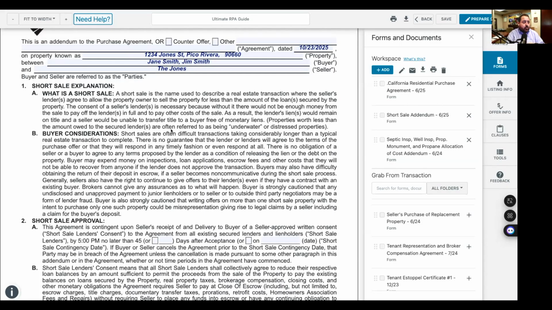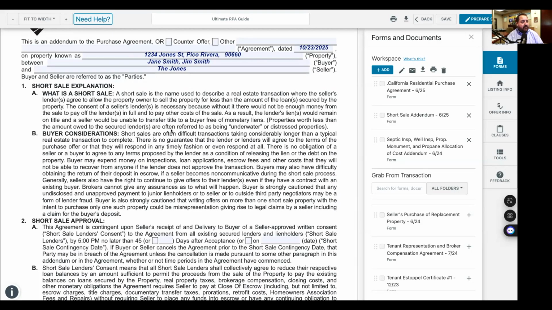Buyer consideration. Short sales are often difficult transactions, taking considerably longer than a typical real estate transaction to complete. There is no guarantee that the lender or lenders will agree to the terms of the purchase offer or that they will respond in any timely fashion or even respond at all. There is no obligation of a seller or a buyer to agree to any terms proposed by the lender as a condition of releasing the lien or debt on the property. Buyer may expend money on inspections, loan applications, escrow fees, and other costs that they will not be able to recover from anyone if the lender does not approve the transaction.